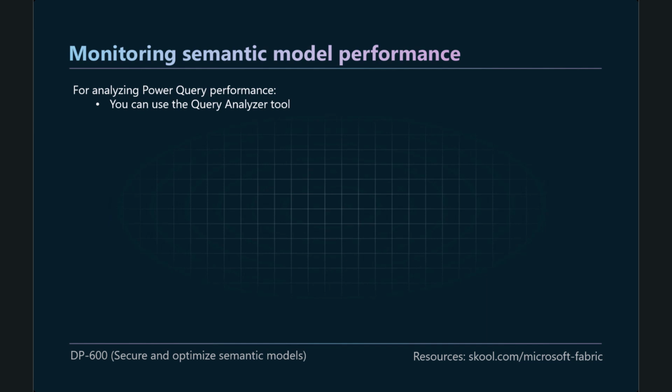So when we're talking about Power Query performance, there's a tool called the Query Analyzer tool. When we're talking about analyzing the visual and query performance, well, we can use the Performance Analyzer in Power BI Desktop. We can also export that data into other tools like DAX Studio as well for a bit more fine-grained analysis. We'll take a look at that shortly.